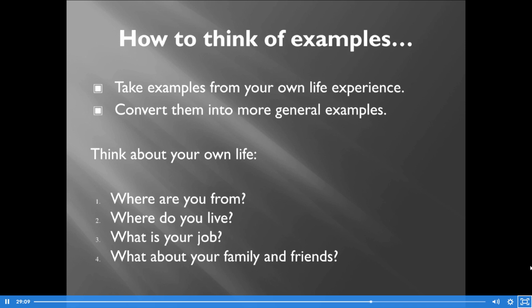If you can't think of anything from where you are from and you live in a different place, often our students are from somewhere like India or Pakistan or Bangladesh, but they live in the UK or they live in Australia.